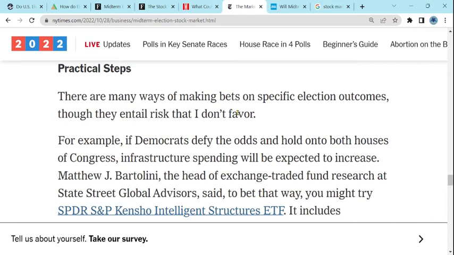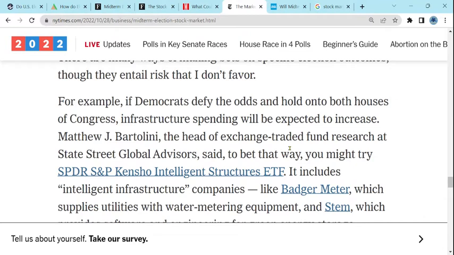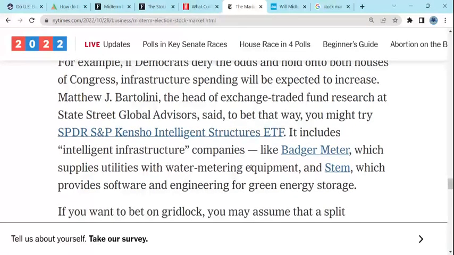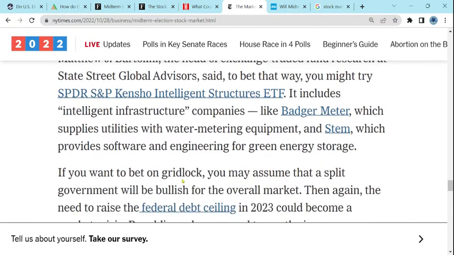So some practical steps that you may take. There are many ways of making bets on specific election outcomes, though they entail risk. If the Democrats defy the odds and hold on to both chambers, infrastructure spending will be expected to increase. ETF research, okay. Intelligent infrastructure companies like Badger Meter supplies utilities and water metering equipment. STEM, which provides software and engineering for green energy storage.